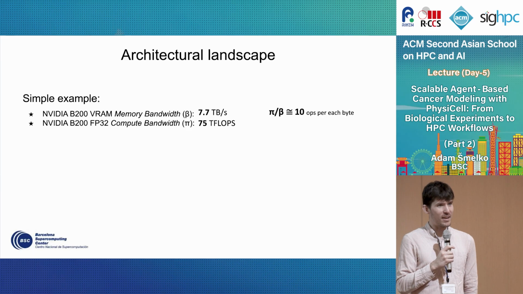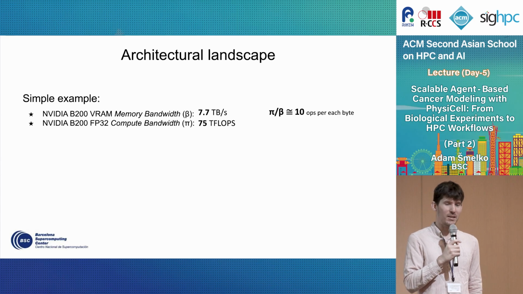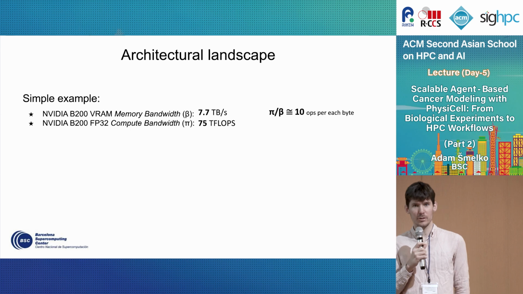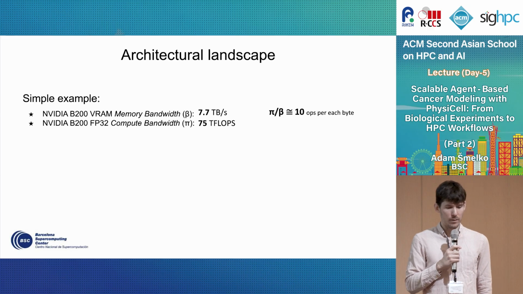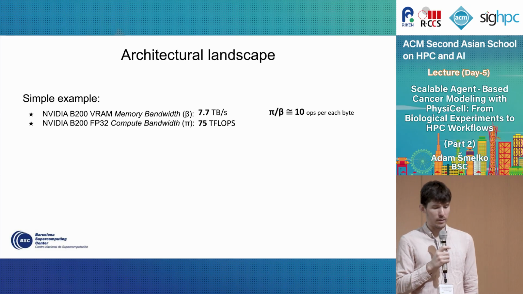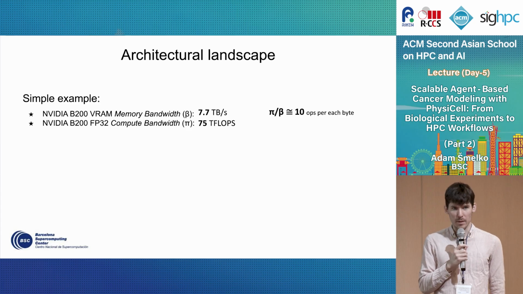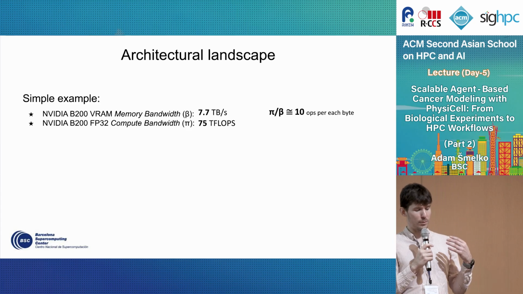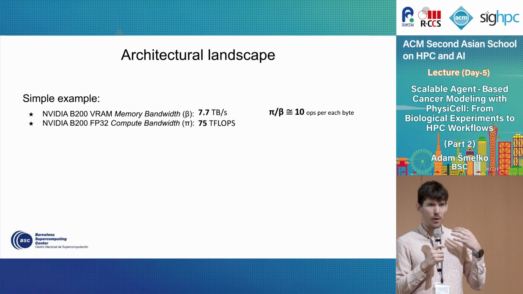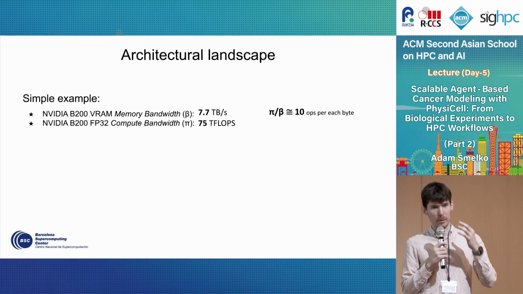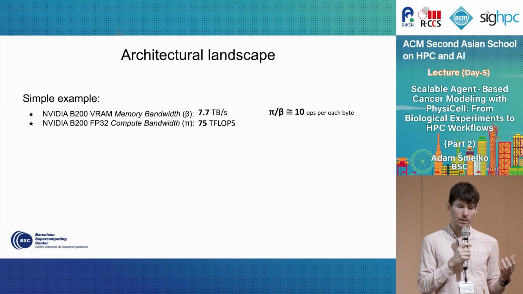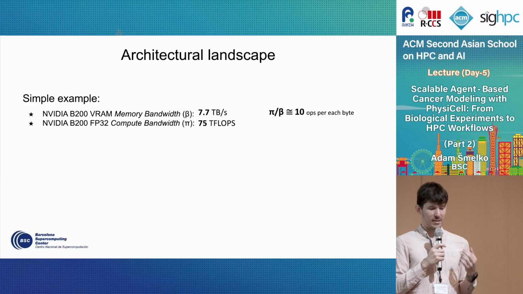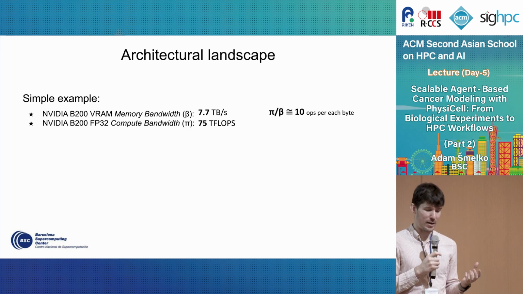We can create quite an interesting metric, called the ops per byte ratio. Dividing the compute bandwidth by the memory bandwidth, we get this ops per byte ratio, and in our case, it is 10. This means that in order to keep the GPU busy all the time, you would need to perform 10 different operations for each byte that is transferred from memory to the core.